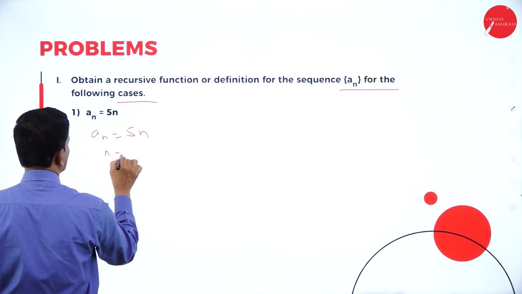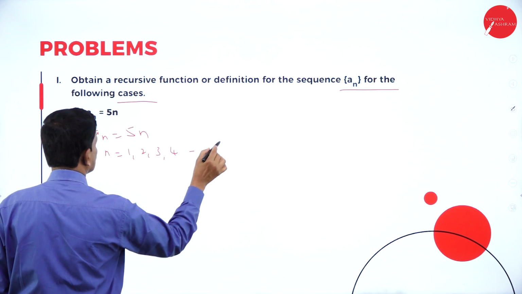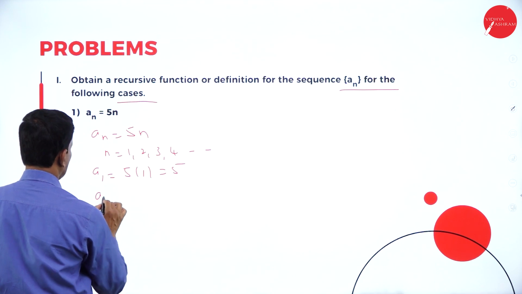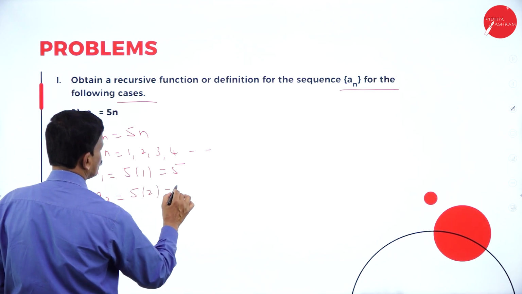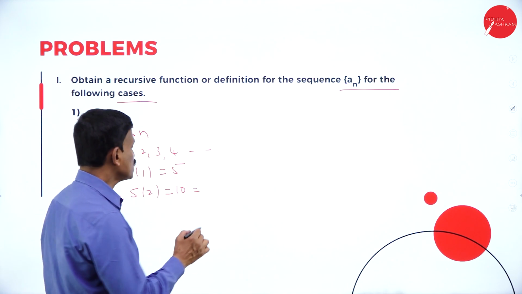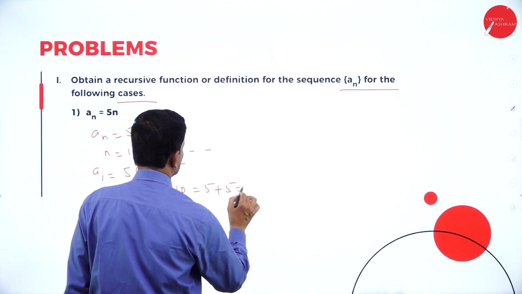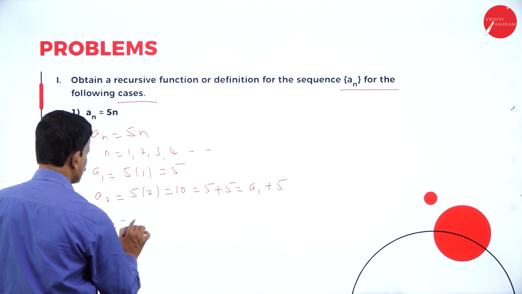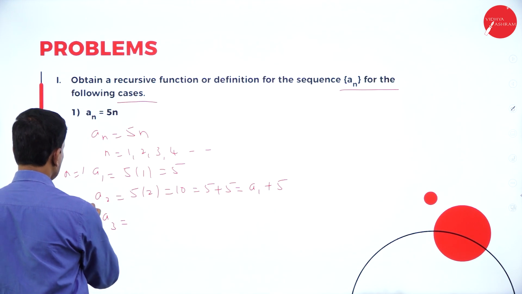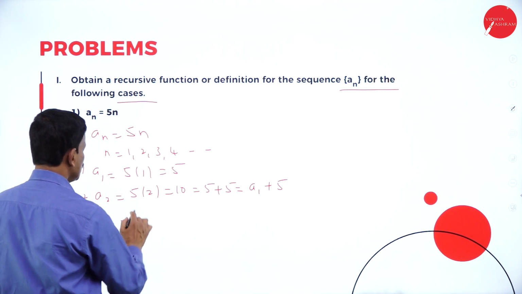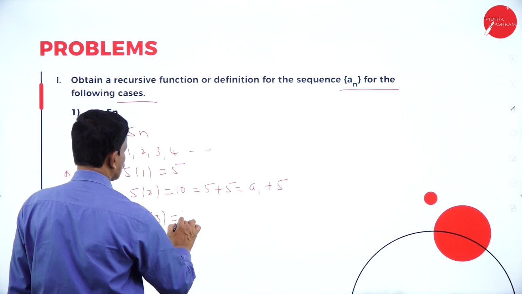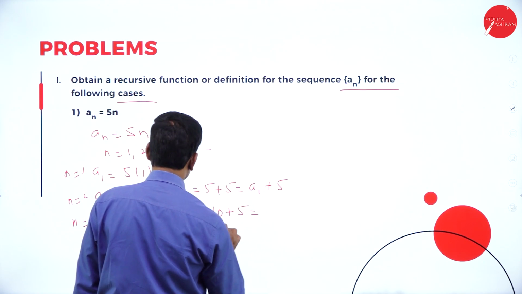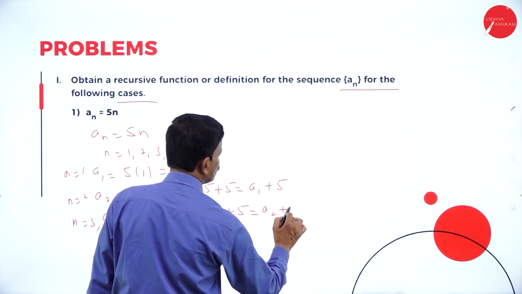Now let us take n is equal to 1, 2, 3, 4, etc. If you put n is equal to 1, a1 is equal to 5 into 1, which is 5, and a2 is equal to 5 into 2, which is 10. We are going to express this 10 as 5 plus 5. Now 5 is nothing but a1, so a1 plus 5. Similarly, if you put n is equal to 3, 5 into 3 is equal to 15. 15 can be written as 10 plus 5. 10 is nothing but a2, so a2 plus 5.